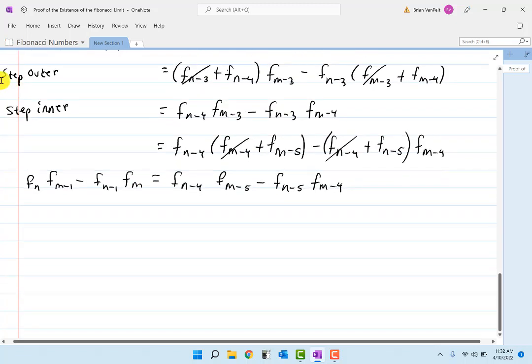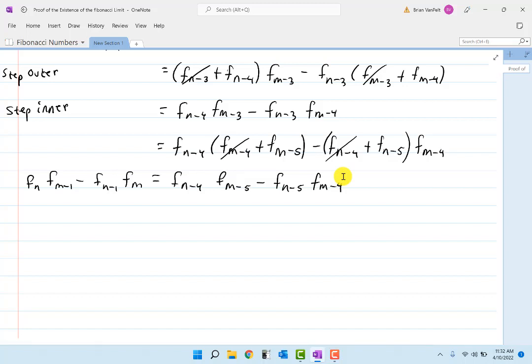So you can see now my indices, I've dropped the n attached to the f here by 4. m minus 1 has been reduced by 4. n minus 1 has been reduced by 4. m has been reduced by 4. So you can see each time I do an outer-inner step combo, the indices drop by 2. Try it again. You'll see what I'm talking about.